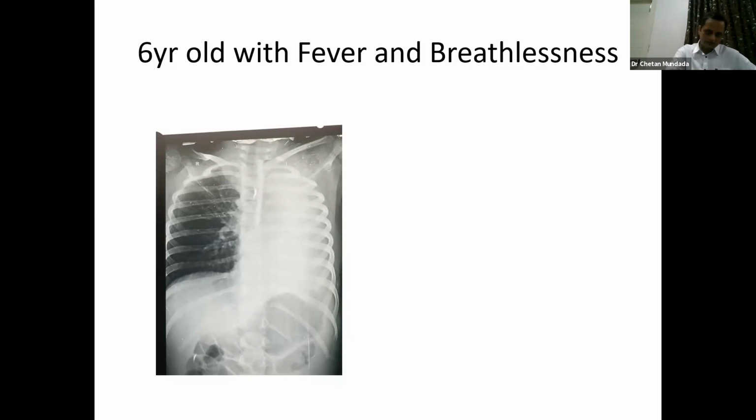I always keep doing it myself and keep telling all my residents that whenever you have an X-ray, make sure you view it in a view box. The moment you view it in a view box, you try to pay attention and you start your methodical way of interpreting it. And here, if you look closely, the obvious is that the left hemithorax is completely whitened out.